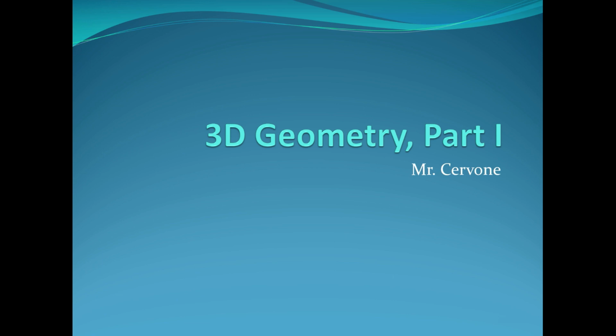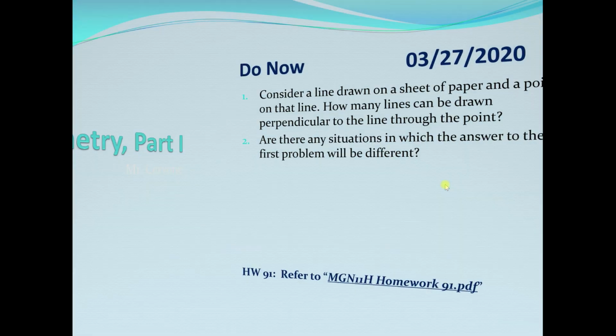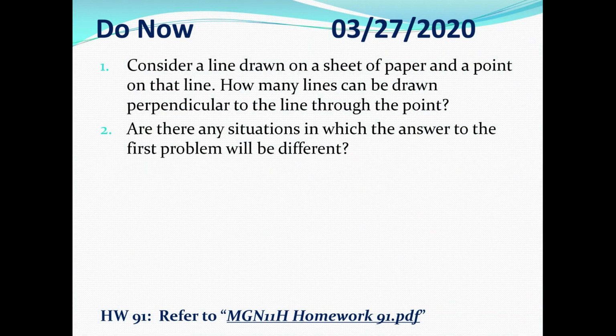This is Mr. Cervone. Today we will learn about 3D geometry part 1. So according to the do now, here we have a line drawn on a sheet of paper and a point on that line. How many lines can be drawn perpendicular to the line through the point?